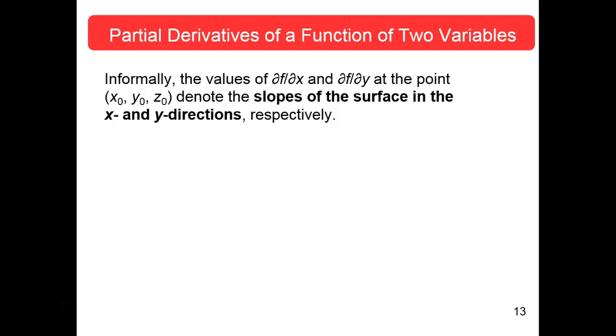Informally, the values of the partial of alpha with respect to x and the partial with respect to y at some point x0, y0, z0 denote the slopes of the surface in the x and y directions respectively. This is the slope of alpha with respect to x at that point. Whatever that point is in space, what's the slope of the function with respect to the x-axis, and what would be its slope with respect to y, in that direction.